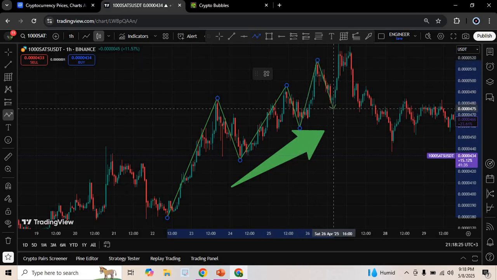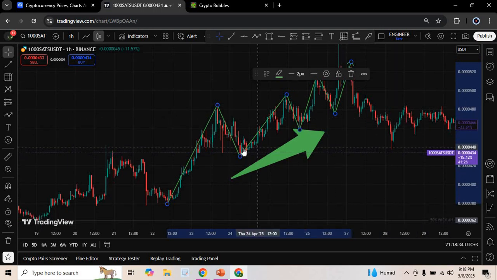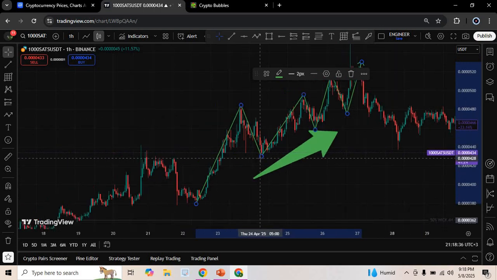The same thing, a higher low, higher than this, so it becomes a higher low, and so on and so forth. So this is basically a depiction of what an uptrend looks like.